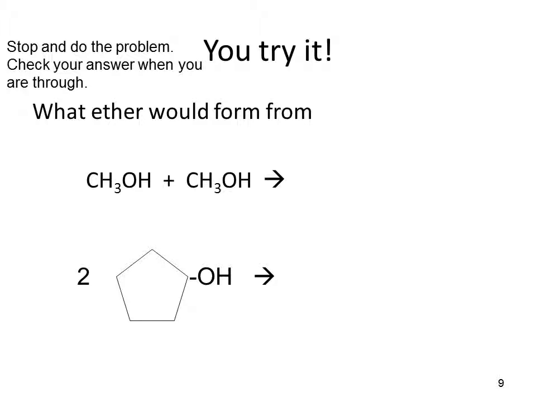So now look at these two problems. You've got two different types of alcohols. Decide what ether would form from each of these reactions. If you remove water to form the ether, what would be the product of condensation?